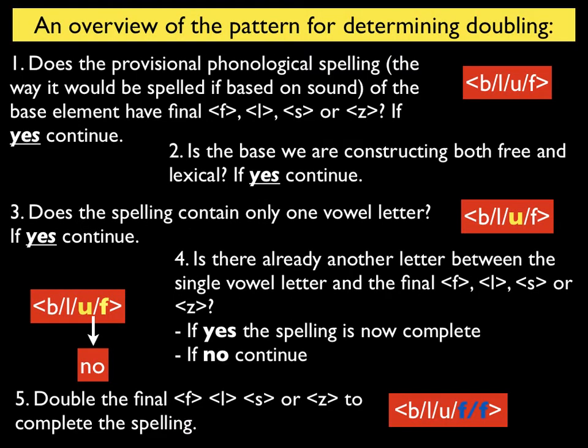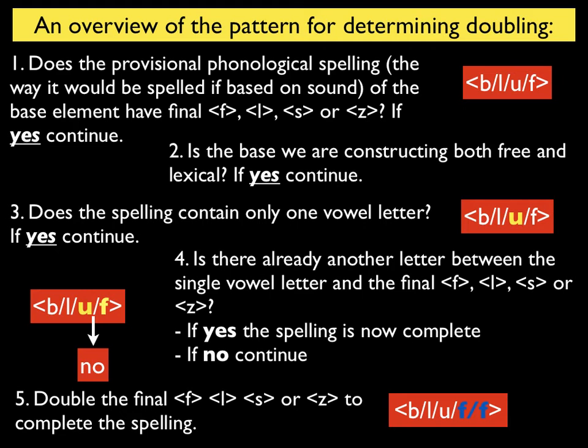So let's move on. Here's an overview, just a written overview of the pattern. My example there in red is the word bluff, spelled phonetically B-L-U-F. You'd ask yourself, does the phonological spelling, the way it would be spelled based on sound, of the base element have a final F, L, S, or Z sound? And yes, it does. It has the F, and we are representing that with an F. If it does, then we continue and ask ourselves, is the base we're constructing both free and lexical? It sure is. Bluff is a word that stands on its own, and it's a lexical word. It's not a little bitty function word.